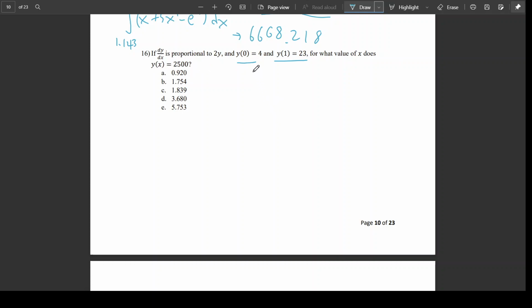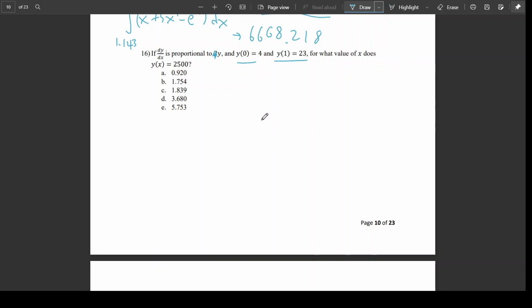Okay, so the first thing to realize is that this 2y, this 2 is completely irrelevant. Because when I say dy dx is proportional to y, that just means that if dy dx increases by some amount, then y is going to also increase by that amount. So if dy dx doubles, y is going to double. That 2 really doesn't mean anything in this situation.